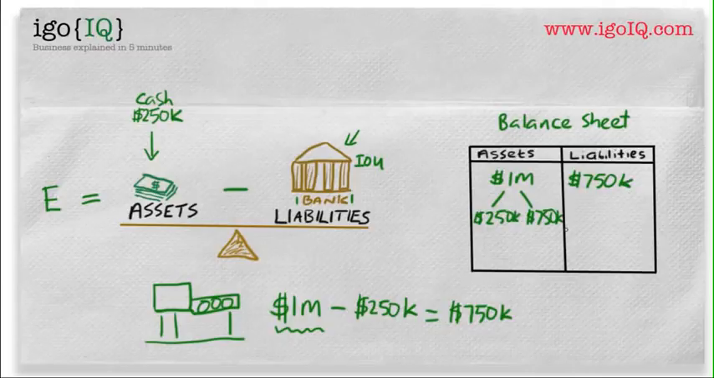So very simply, just as we said, if we take our assets and subtract liabilities, if we take 1 million and we subtract 750, we get this. And this is our equity. So it was basically just what we put in the business at the beginning. And this is a very basic balance sheet.